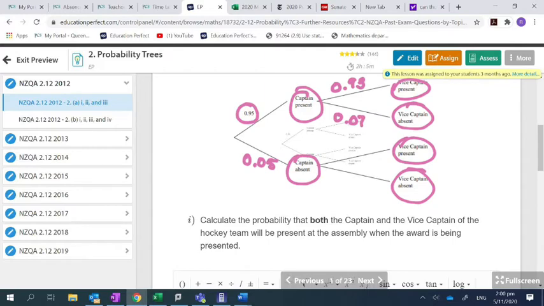0.07. Okay. If the captain is absent, then the vice captain is absent a little more, and I've forgotten the number, doggone it. Let's see. I don't remember what it was. Say it was 73%. Who cares? So 0.73, which would give the rest of it as 0.27.